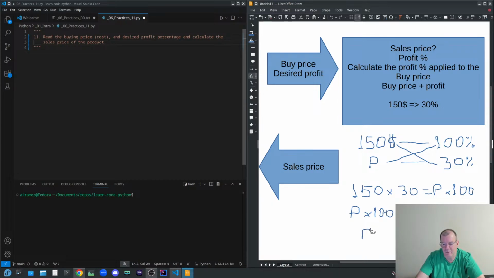So it will be P percentage will be equals to 150 multiply by 30 divide by 100.